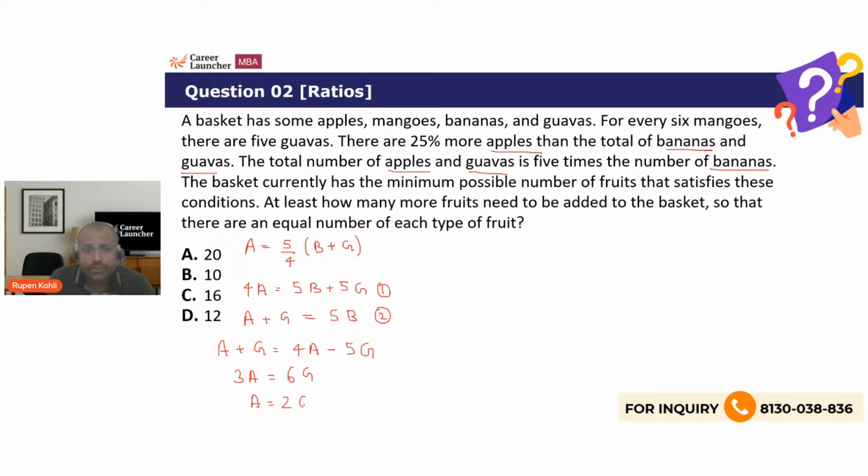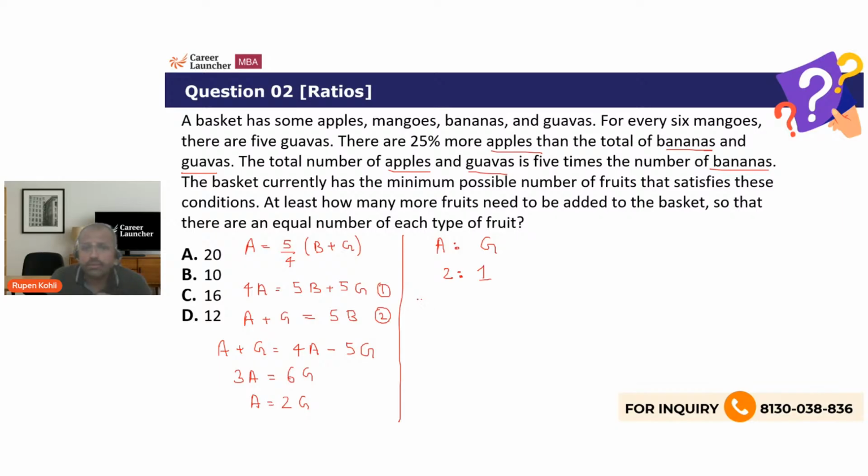So if A is twice G, I have got one thing very obviously: the ratio of them is 2:1. Apples is to guavas is 2:1. Now, at the same time, I can come back to the B, right? I can define B in terms of A and G.